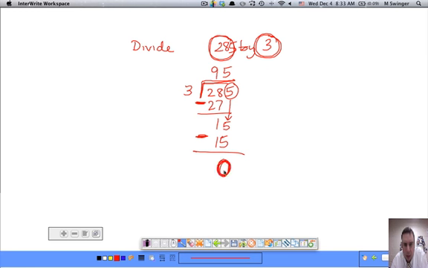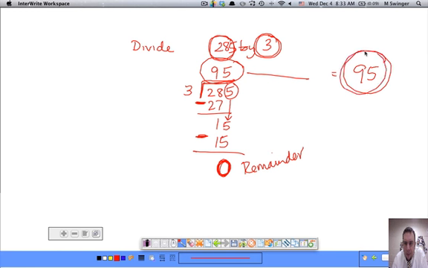What is this thing called right here? Whatever's left over is your remainder. This is where they get the remainder theorem from. Okay, so if we want to divide 285 by 3, the answer is this guy right here. It equals 95. Remainder 0. Okay, final answer.